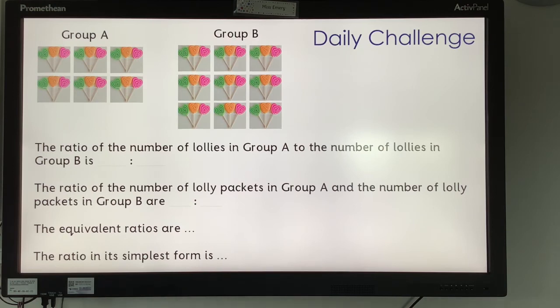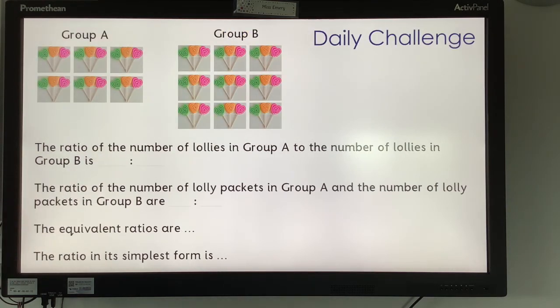Then next one, the ratio of the number of lollies in group A to the number of lollies in group B is? The ratio of the number of lolly packets in group A and the number of lolly packets in group B. Then what are the two equivalent ratios and what is the ratio in its simplest form?